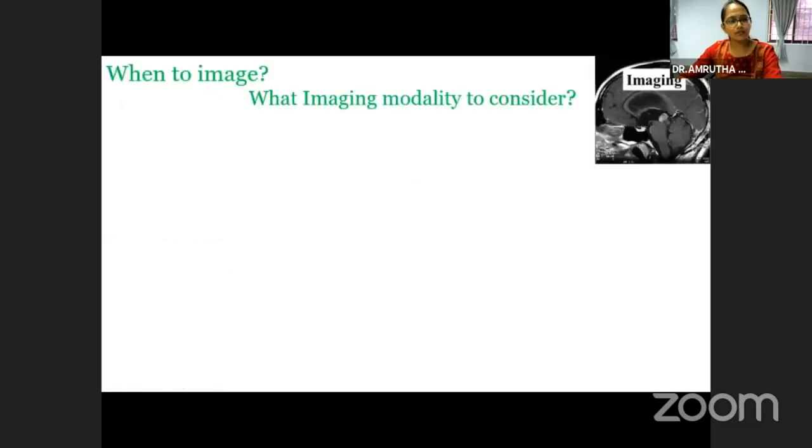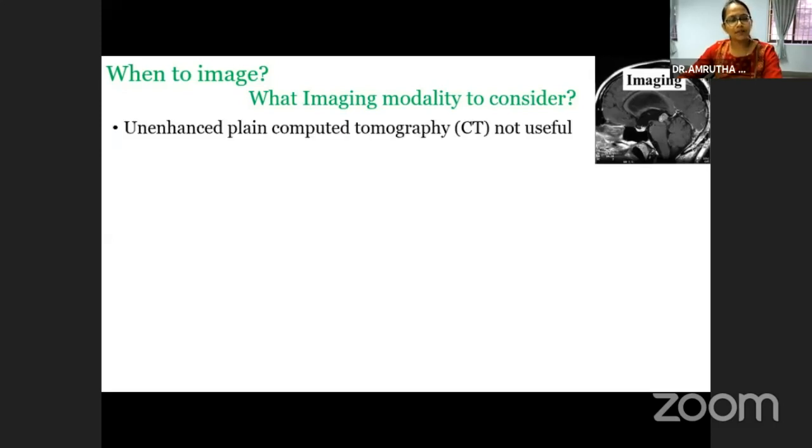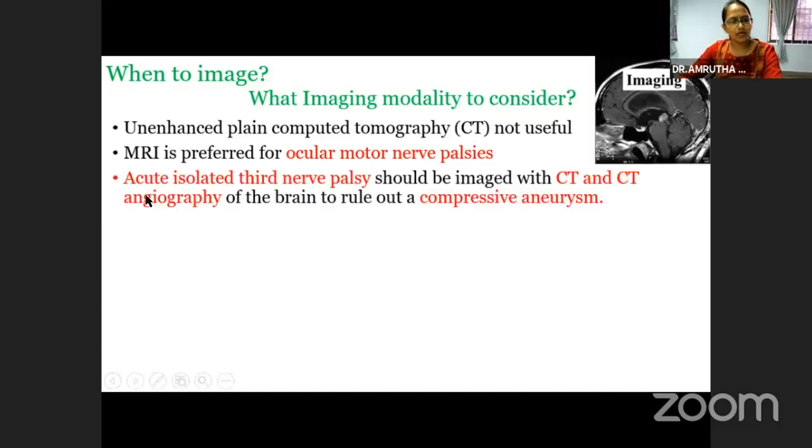We're thinking of giant cell arteritis. Often we are left with the decision-making of whether this patient has to be imaged or can we wait and watch. Unenhanced plain CT is not useful for us to come to any conclusion. MRI is usually preferable in any case for oculomotor nerve palsies.